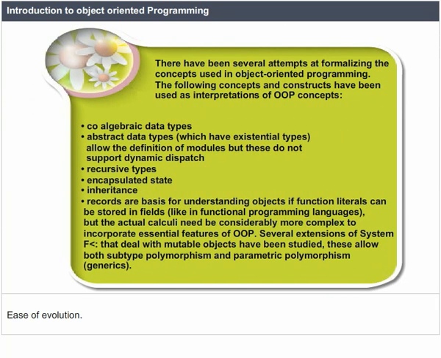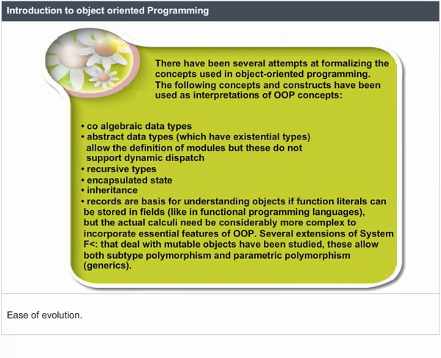There have been several attempts at formalizing the concepts used in object-oriented programming. The following concepts and constructs have been used as interpretations of OOP concepts: co-algebraic data types, abstract data types which have existential types, allow the definition of modules but these do not support dynamic dispatch, recursive types, encapsulated state, inheritance.